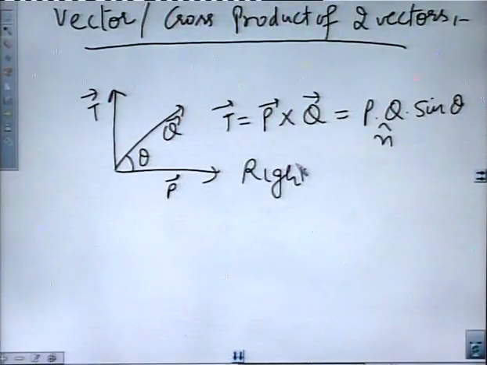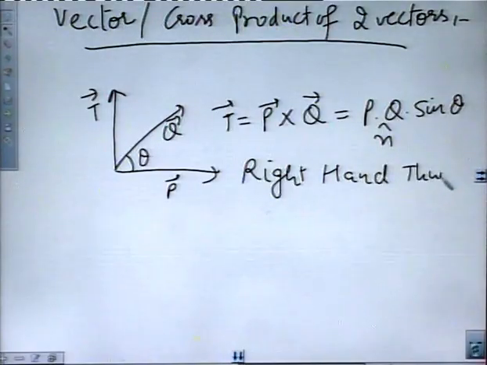right hand thumb rule. If we have to take p cross q, curl our fingers from p to q, the direction of the thumb gives the direction of t vector. N cap is a unit vector along t vector.